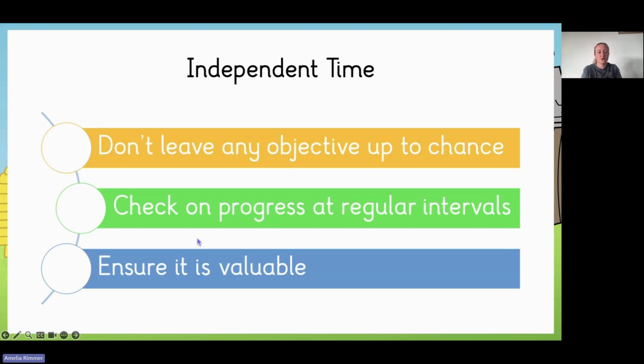Make sure you check on progress at regular intervals and ensure that the practice that they're getting in independent time is valuable. It's not just filler activities in there.